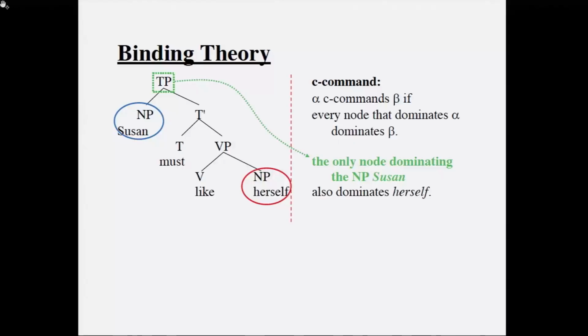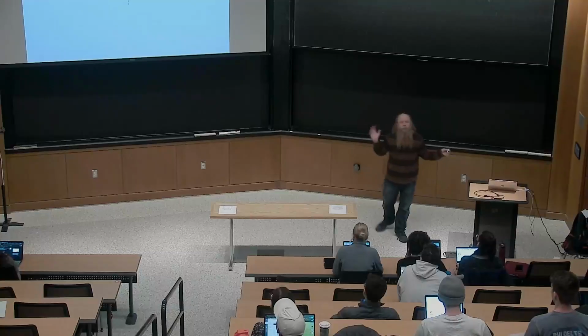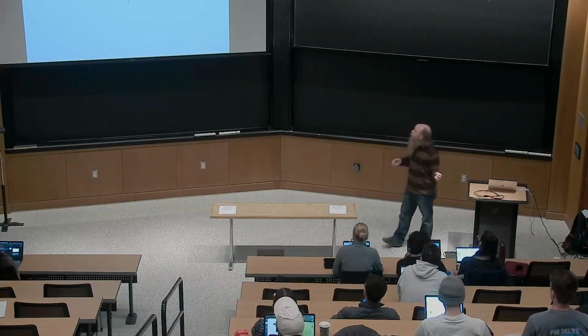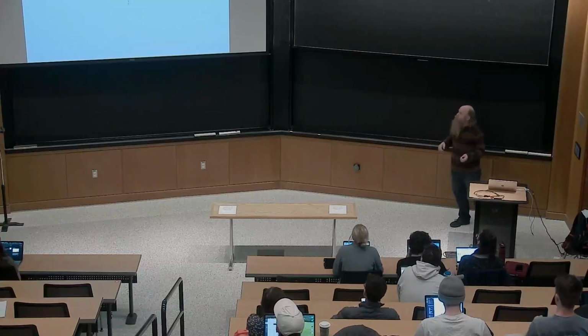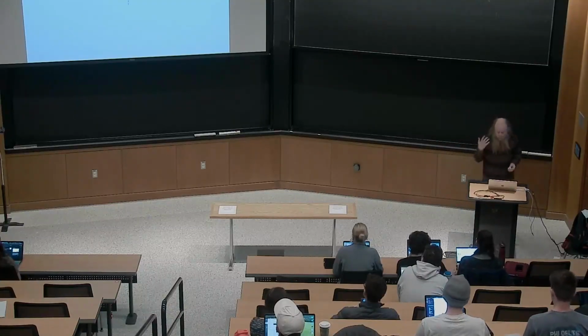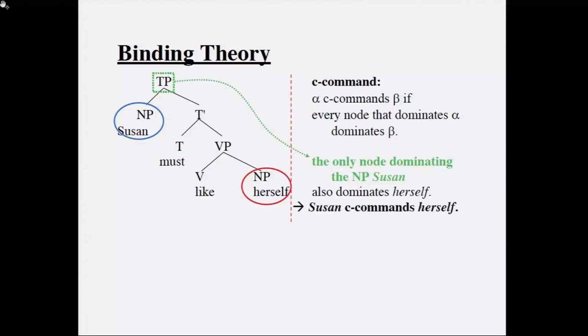And the way to find that out is to ask, what are the nodes that dominate herself? And they include that TP, but somebody name another one that doesn't dominate Susan. VP, yeah, or T-bar. So there are at least those two, which dominate herself but don't dominate Susan. So Susan C-commands herself, but herself doesn't C-command Susan. And what we're seeing is that maybe an anaphor needs to refer to something that C-commands it.